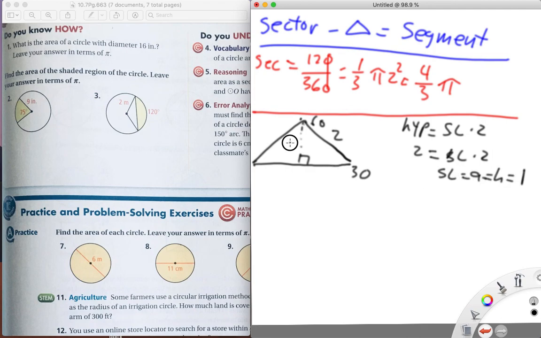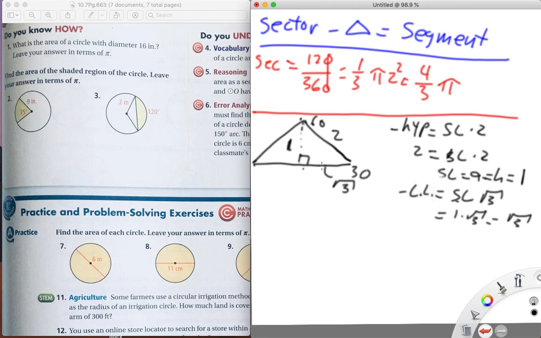So this is going to be 1. Also remember for the 30, 60, 90 that the long leg is equal to the short leg times the square root of 3. So in this case it's going to be 1 times the square root of 3, or just the square root of 3. So this guy over here is the square root of 3.